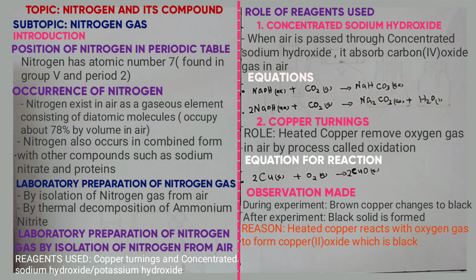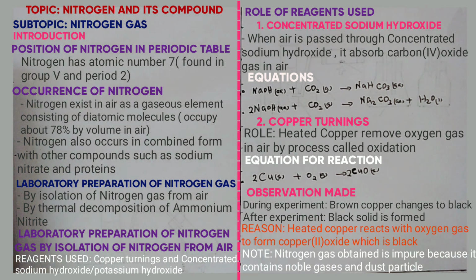Now the point to note about this experiment is the nitrogen gas obtained from this experiment is impure. Reason: it contains impurities, e.g. noble gases and dust particles. The main impurity in the gas collected is argon. Reason: it is inert. Now the diagram below shows laboratory preparation of nitrogen by isolation of nitrogen from air.